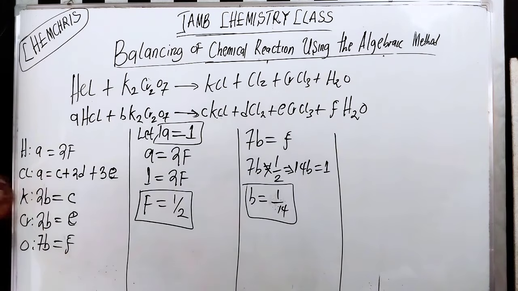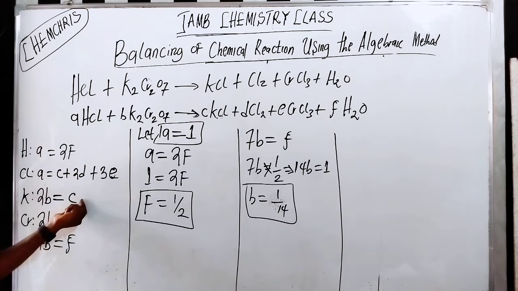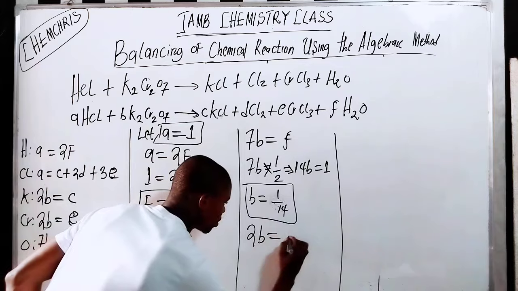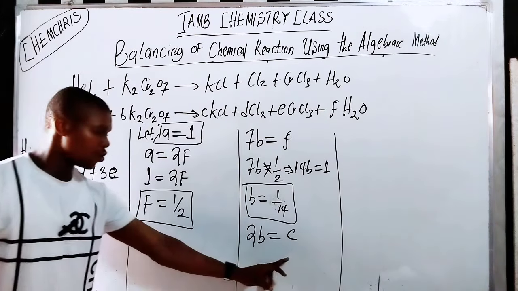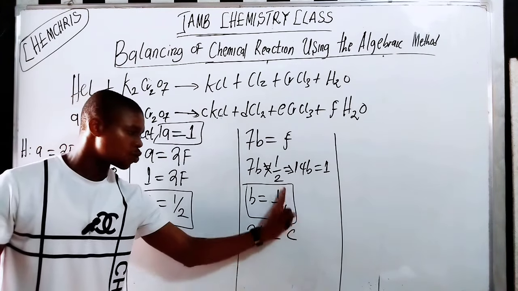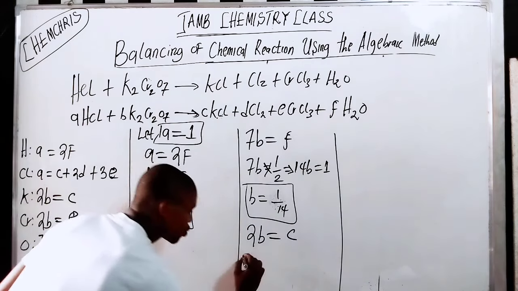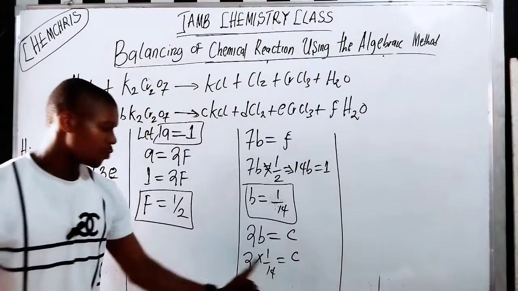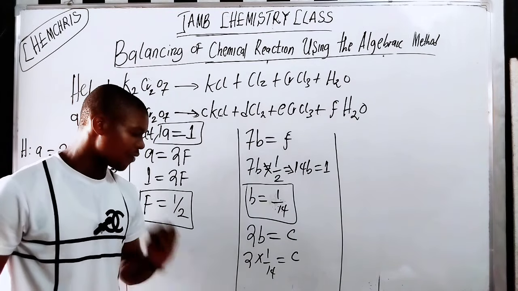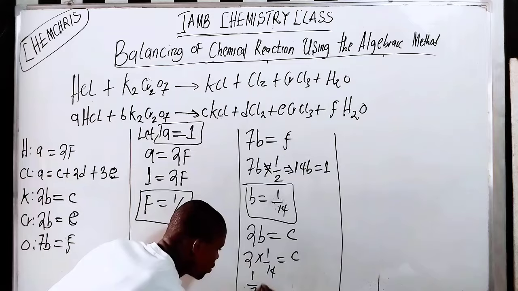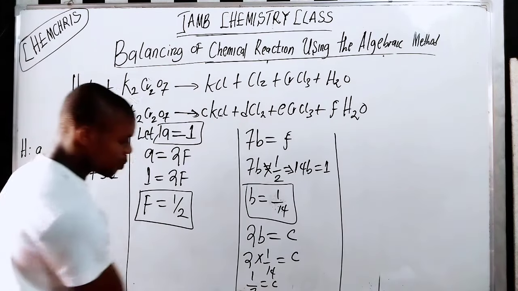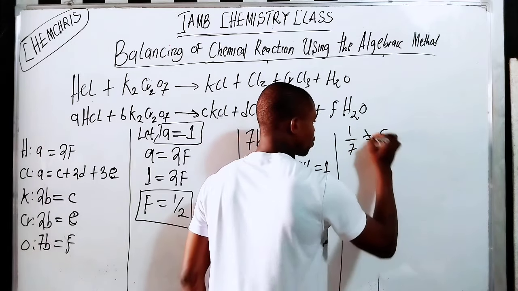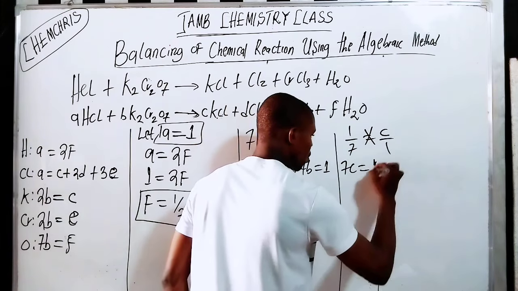I can really well solve my C because C is directly related to B. So here it's going to be 2B equals C, right? Just that my B is only 1 over 14. So it's going to be 2 times 1 over 14, which is C. Just remember when you divide 2 into 14, here we have 7, so it would be 1 over 7 equals C, right? So if you make C the subject of the formula here, we have 1 over 7 equals C over 1, cross multiply, here we have 7C equals 1, right?